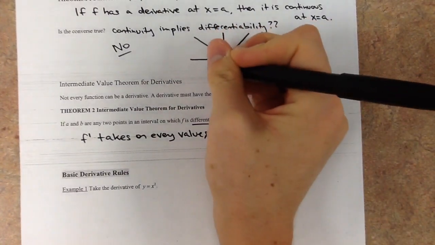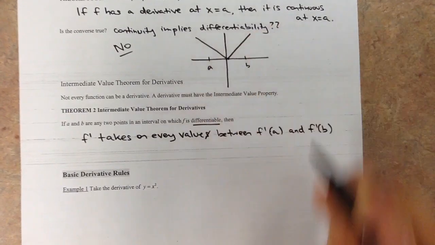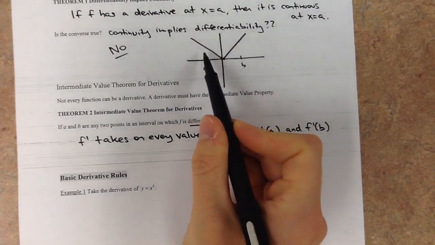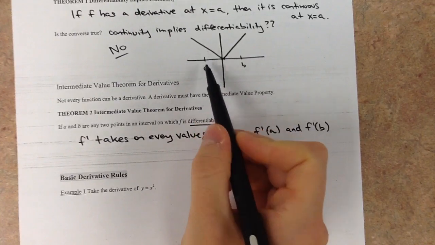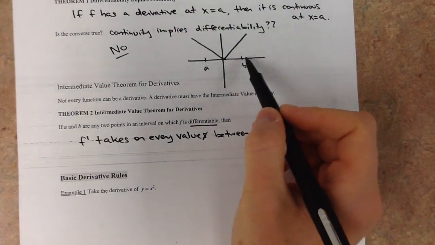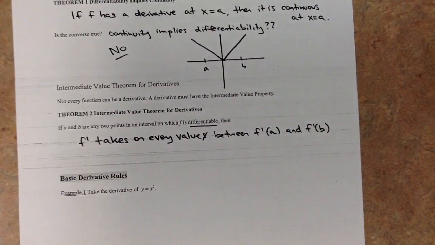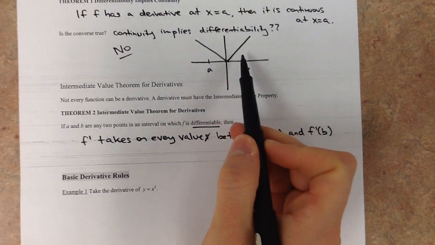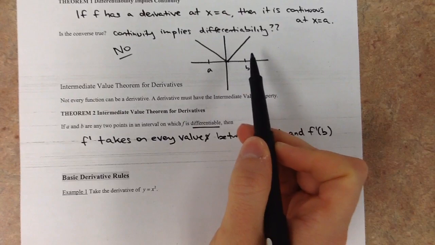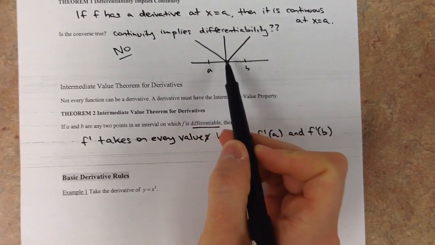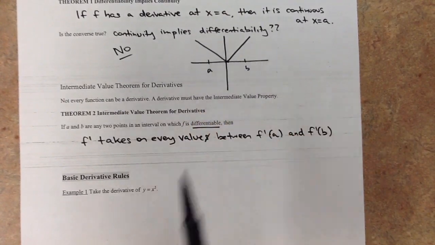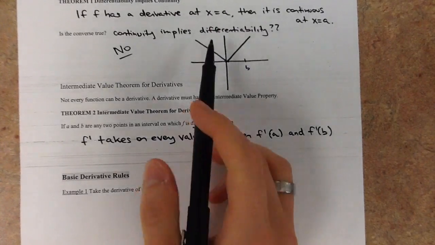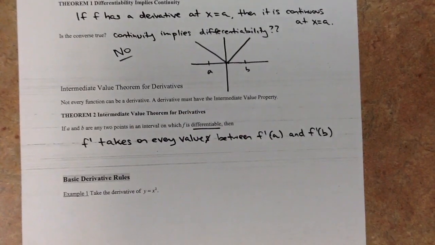Let's say we had a value of a over here and a value of b over here. F prime of a is -1. The derivative at a is -1, and the derivative at b would be 1. So f prime does not take on every derivative between -1 and +1. For instance, there's no place where the derivative is 0. It's either all -1 or all +1. So this theorem does not apply to non-differentiable functions like the absolute value of x.